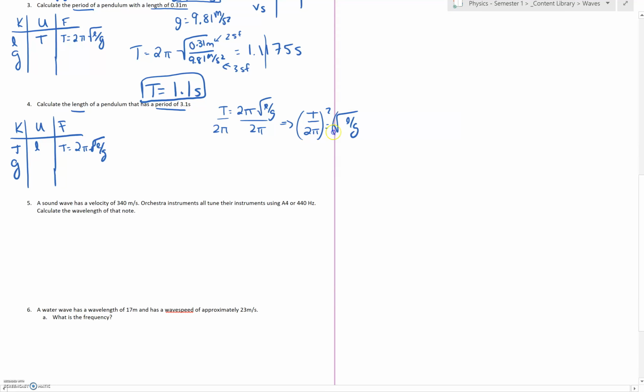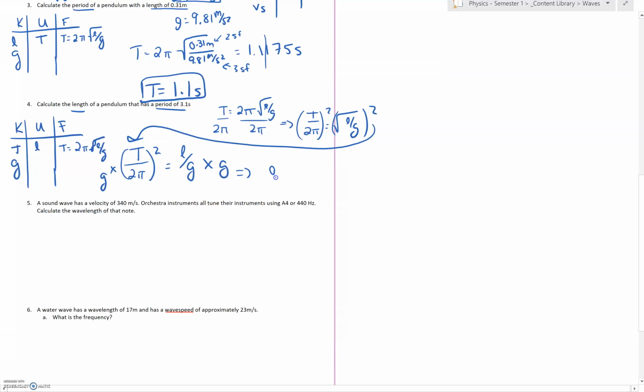So in order to get rid of that square root, I'm going to square both sides, which means that I get T over 2 pi squared is equal to the length divided by gravity. So now all I have to do is multiply both sides by gravity, and I get, I'm going to draw a big arrow here to make it more clear, that now gravity multiplied by the period divided by 2 pi squared is equal to the length of my pendulum. Okay? Feel free to rewind the video and go back over my algebra here. I'm going pretty fast, but all I have to do now is plug in some numbers.